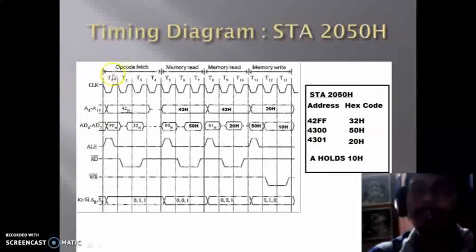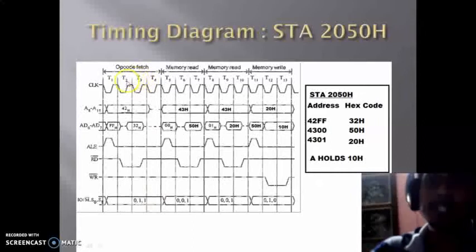First we will explain the opcode fetch machine cycle. As we know, opcode fetch needs 4 T states. In the first T state, the higher order address 42 is placed here, and FF is placed on the multiplexed lower order address data bus. ALE is high at that time for addressing, and read and write operations are not going on, so those are high. For opcode fetch, IO/M bar, S1 and S0 are equal to 0 1 1, as I already discussed.